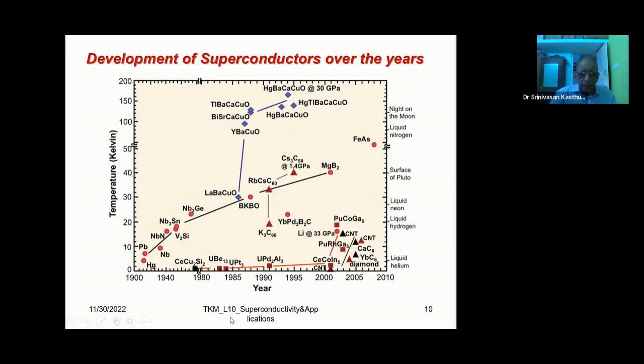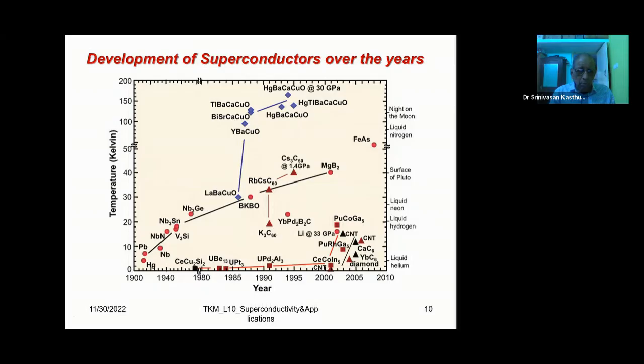In 1986, Bednorz and Müller discovered superconductivity in oxide materials. So immediately these blue dots, as you can see here: lanthanum barium copper oxide, yttrium barium copper oxide, and then bismuth strontium calcium copper oxide, etc. A lot of these materials have transition temperatures above 77 Kelvin. So they can become superconducting directly using liquid nitrogen. This is one of the important discoveries.